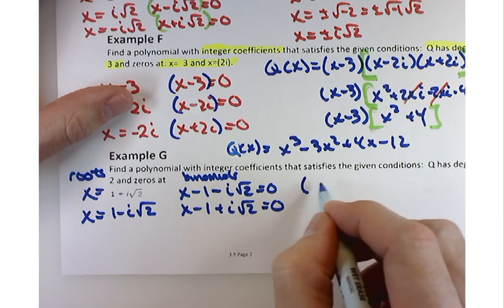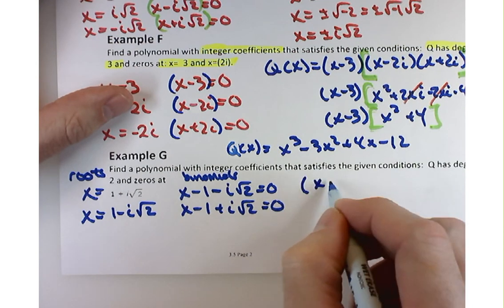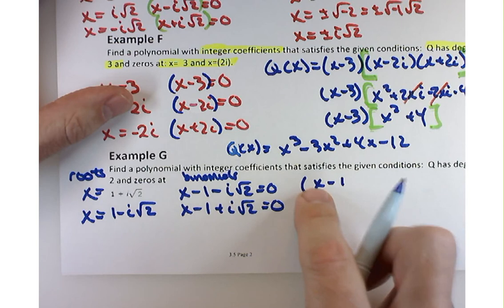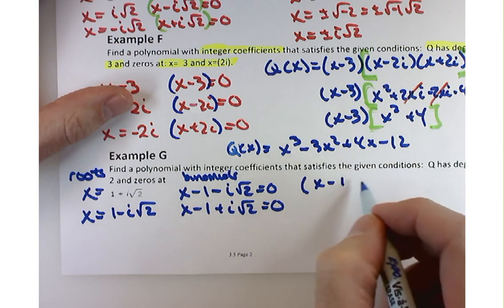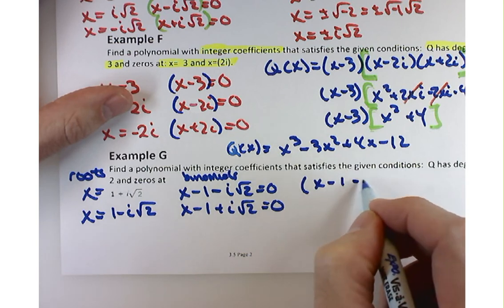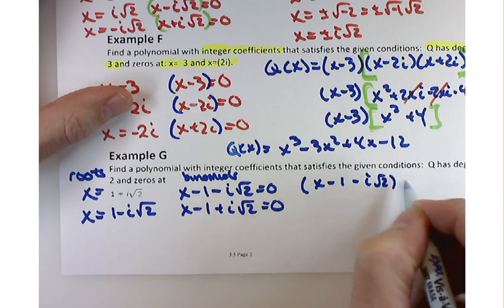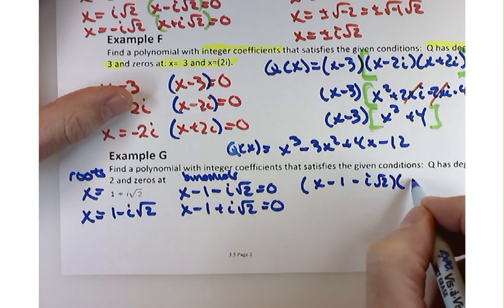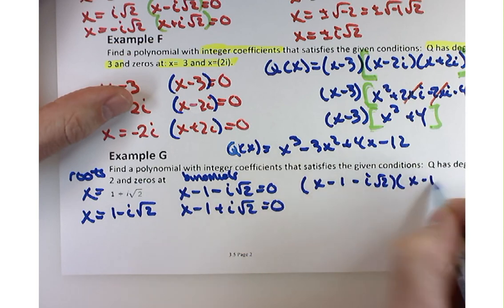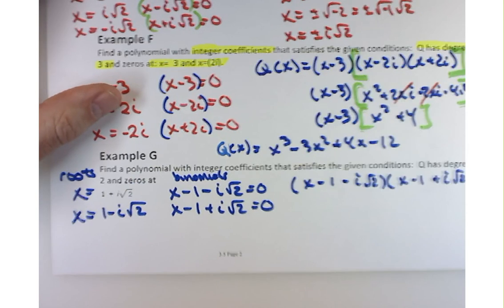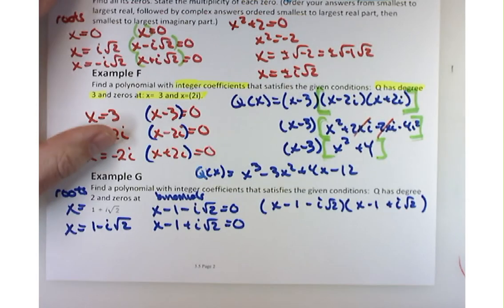So it's going to be x minus 1. I'll leave a little extra space around the x's here and around the 1, minus i times the square root of 2, and leave a little extra space near the x minus 1 plus i times the square root of 2. So this.